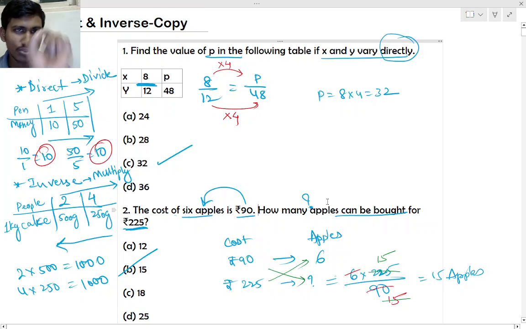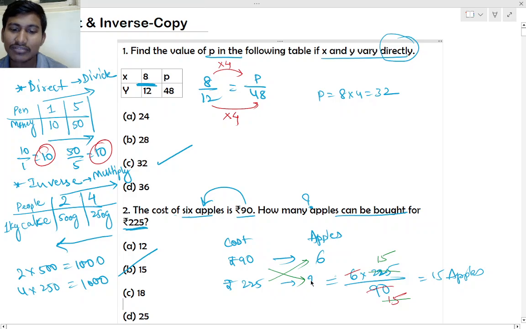So which you have to find, how many apples? Apples you have to find. So which you have to find, you write at the second place. The cost they have given, you write that at the first place. So 90 rupees, how many apples? 6 apples. For 225, how many apples? Question mark. So which you have to find, write in the second place.